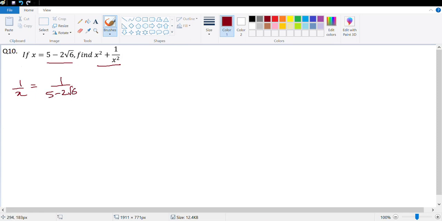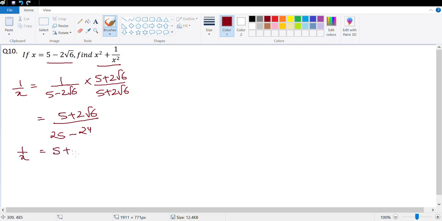Let's rationalize it directly first. So that would be 5 plus 2 root 6 upon 5 plus 2 root 6. And that is 5 plus 2 root 6 divided by x square, that's 25, minus y square, that's 2 into 2, 4, 4 into 6, 24. So 1 upon x is nothing but 5 plus 2 root 6. So x is 5 minus 2 root 6, 1 upon x is 5 plus 2 root 6.